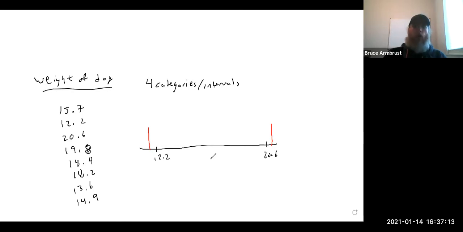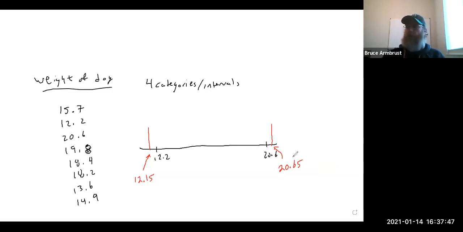Okay. So the question is, what value do we give those? And here's the standard practice. This one would be 12.15. And this one would be 20.65. Now, I intentionally did not tell you how I got those numbers because I want to see if you guys can tell me how to get those numbers.